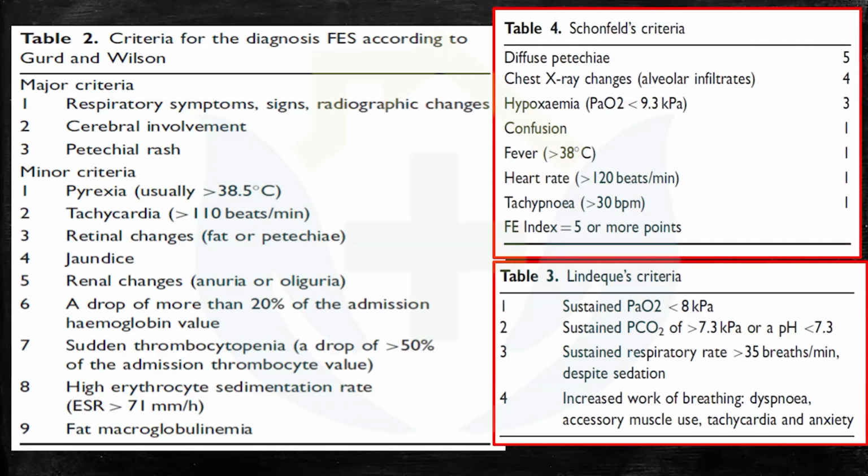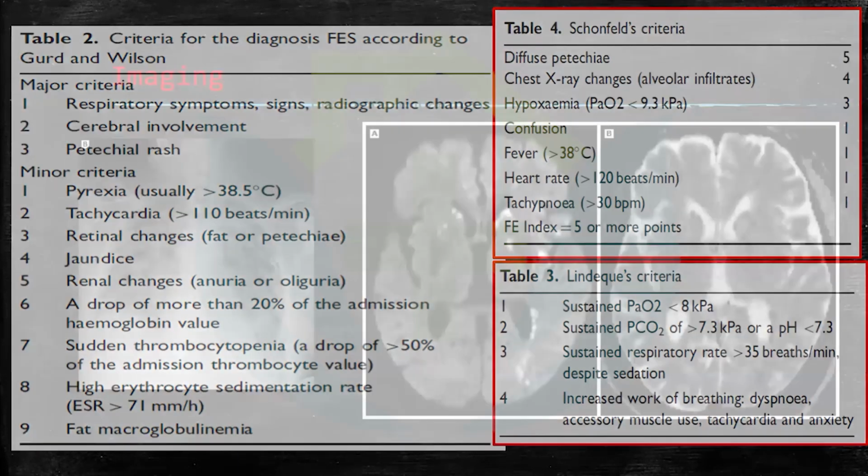Another scoring system is the Lindeque. It is similar to Schonfeld. It has got the criteria for PCO2 as well, along with PO2 criteria. So the Schonfeld is much better as compared to Gurd's. Why? Because Gurd's is based on clinical criteria. You have to have hypoxia and respiratory distress to diagnose. But if the patient is not having distress, still the patient can be hypoxic. That's why we need to do an arterial blood gas to diagnose the hypoxia based on PO2 levels. So the Schonfeld diagnoses subclinical fat embolism based on the arterial blood gas. That's why Schonfeld is slightly better as compared to Gurd's.